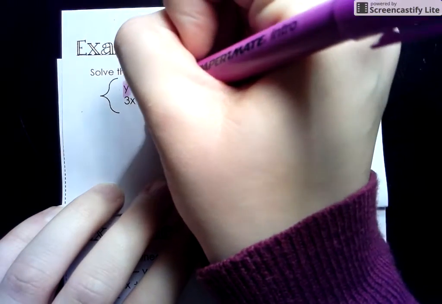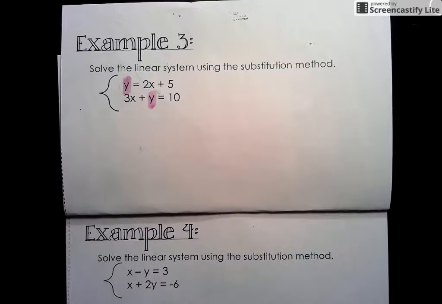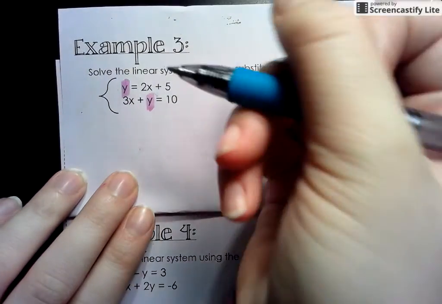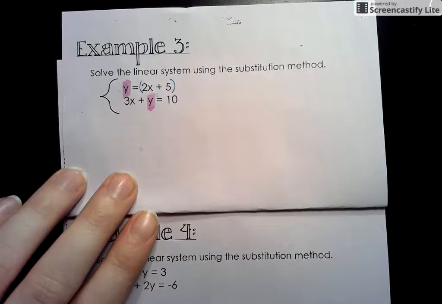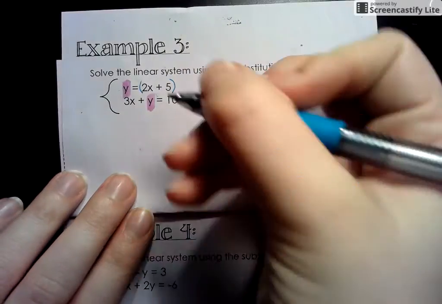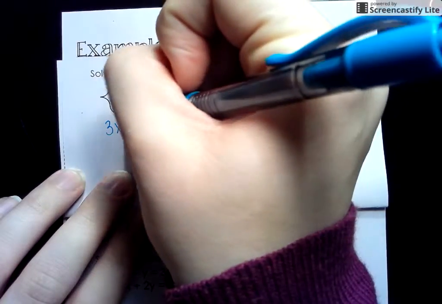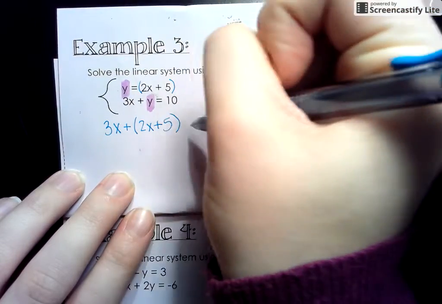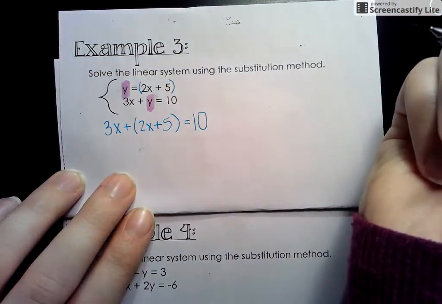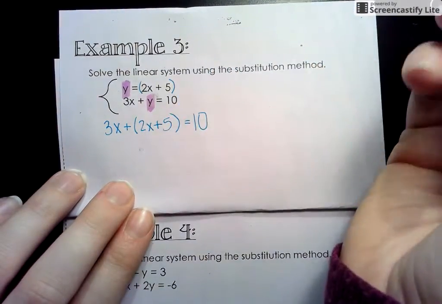And then if you notice, you have another y down here. So we're going to actually substitute this. Now, it's going to look something like this. Now, the fact is that you are going to take this equation, the y equals 2x plus 5, and put it and substitute it into the other equation. So what I would do is I would rewrite the equation. So I have 3x plus, I'm going to put in 2x plus 5 for y equals 10. Because y is equal to this, so I'm going to put that in for y.